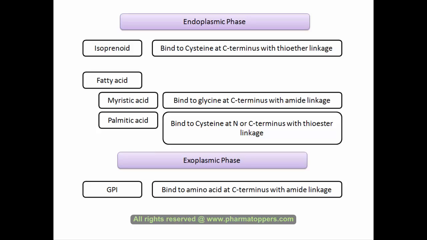In the case of the glycosyl phosphatidylinositol molecule, it binds to the amino acid at the C terminal with a lipid linkage, and it is on the exoplasmic face.